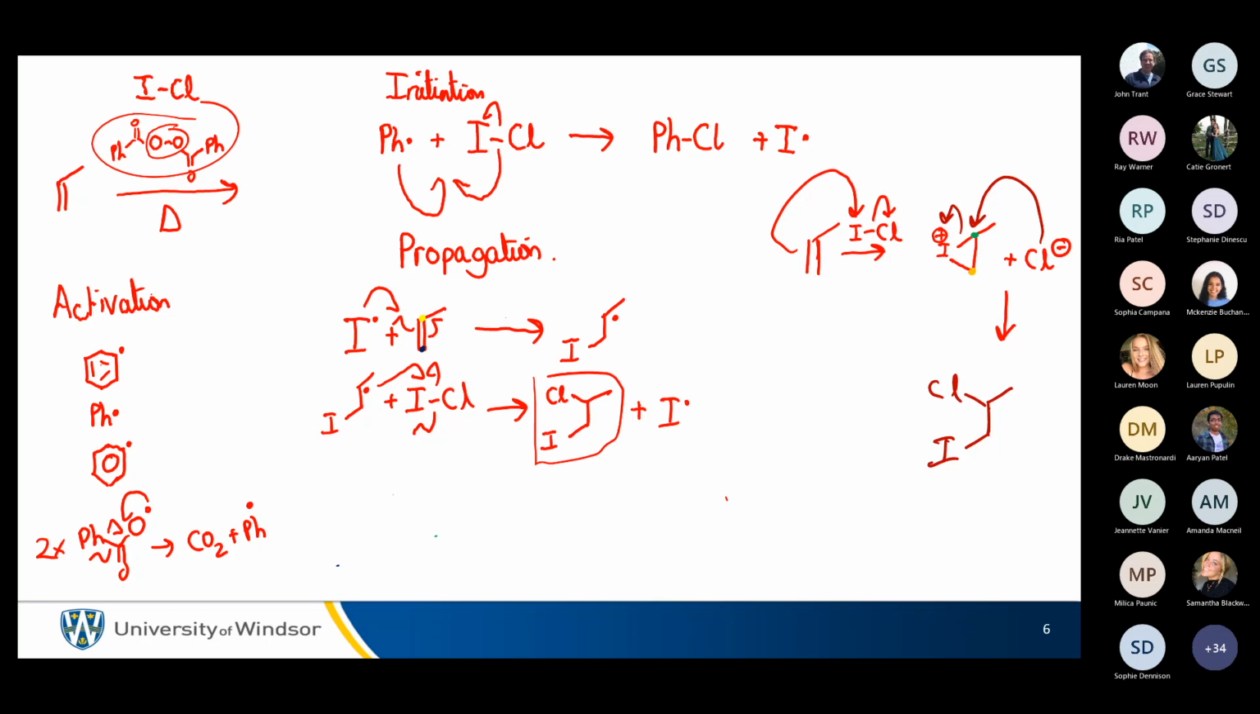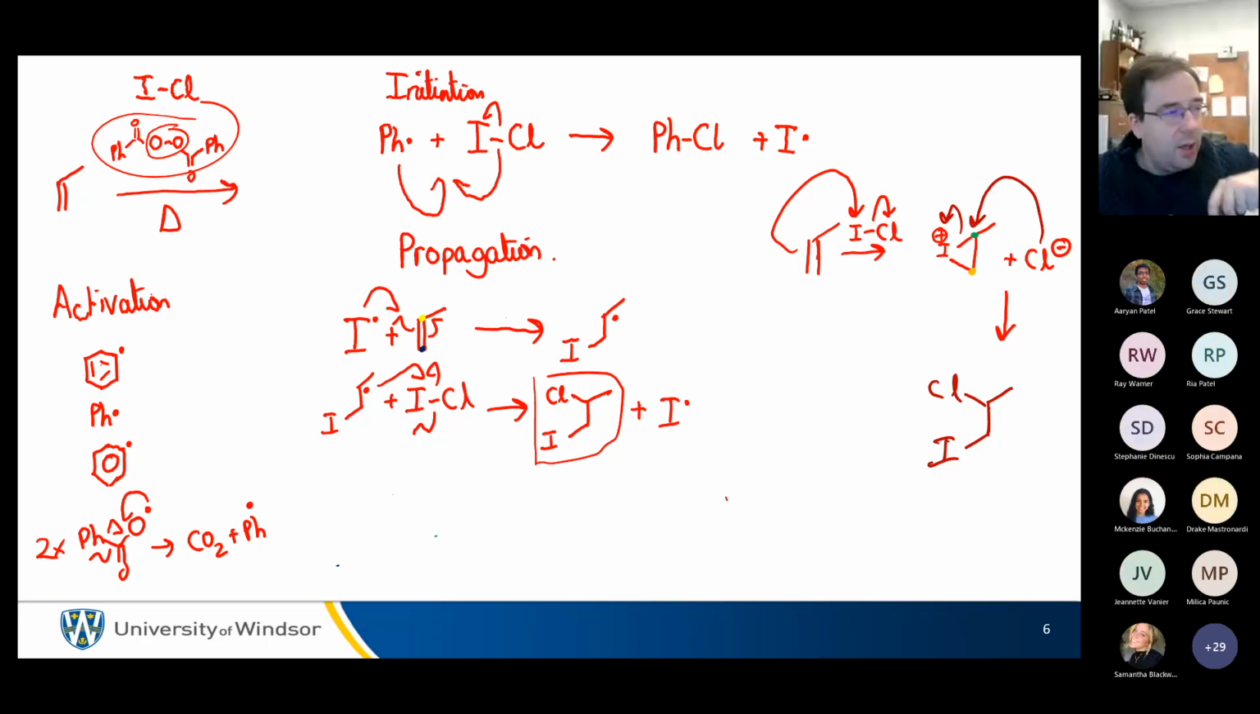I don't have my camera on. I can't turn my camera on because my Teams is locked up. But maybe that worked, I have no idea.